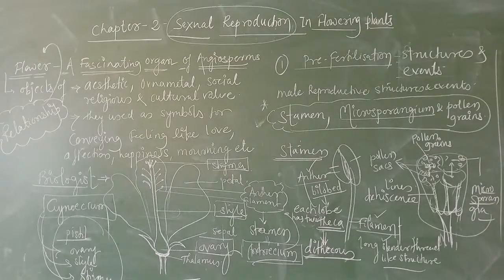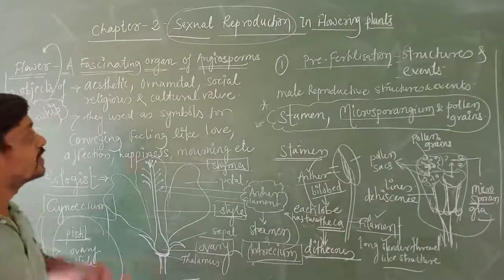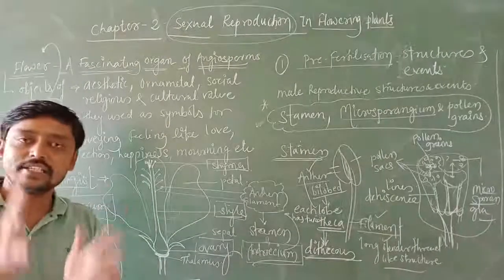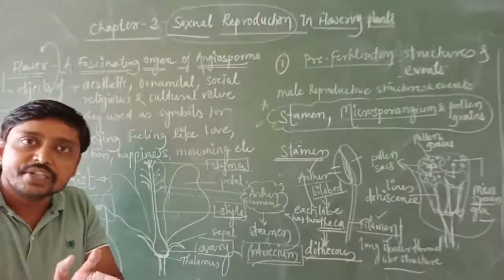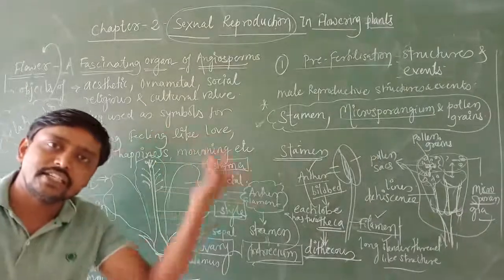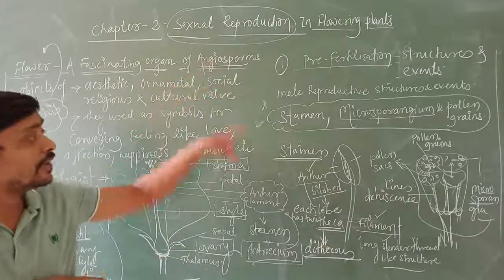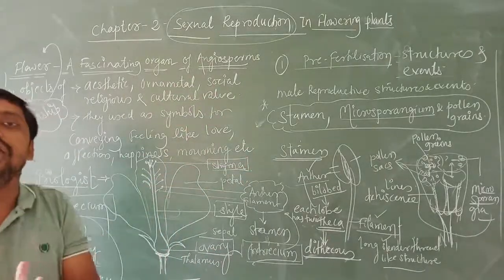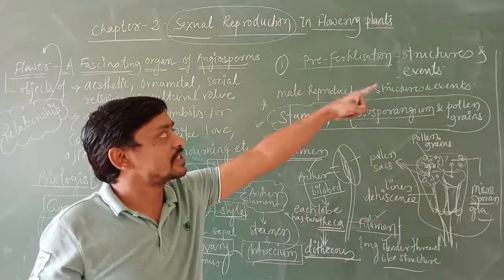So remember all these things, and once you go through the first year chapter, the morphology of flowering plants, that can help you to understand the further concepts. The simple thing is, in this particular chapter we are studying the pre-fertilization events, fertilization events, and then we go to the post-fertilization events. We studied these in the previous chapter also, events in sexual reproduction. And here we are going to study particularly the flowering plants. We are starting with the first point, pre-fertilization structures and events.